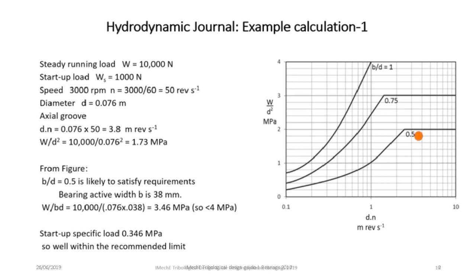This plots as the point shown, so this suggests that a B upon D value of 0.5 will be fine, so that B equals 38 millimeters. We just check the value of the specific load, that is W upon BD, which will be 3.46 megapascals, so less than 4. All okay, especially as the startup load is only 10% of the running load.